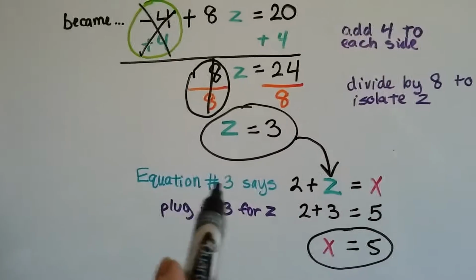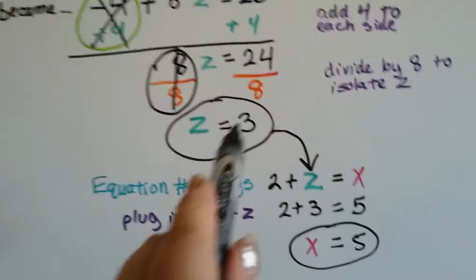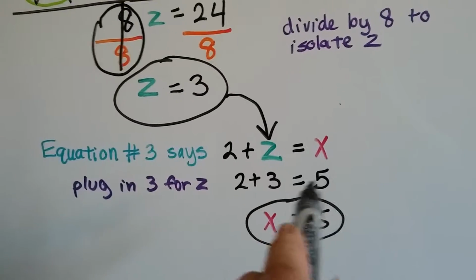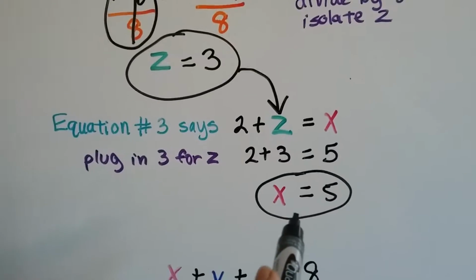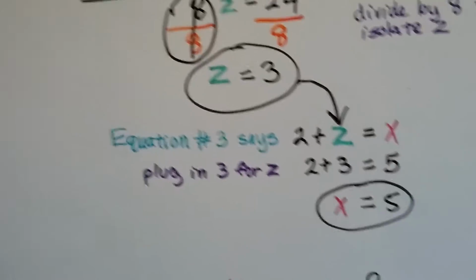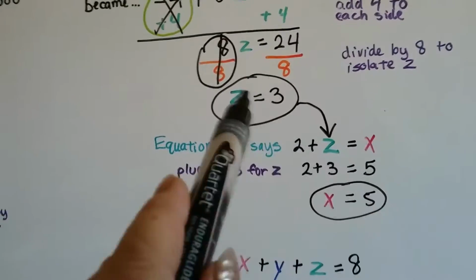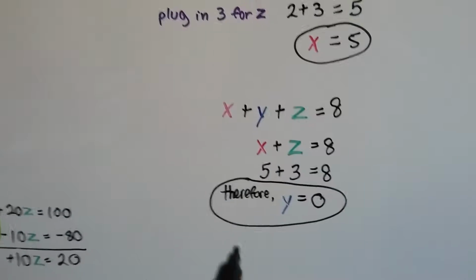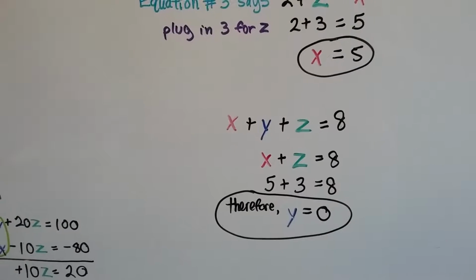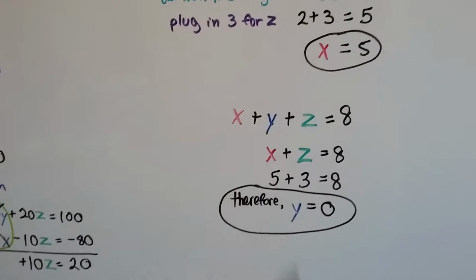Now, equation 3 says 2 plus z equals x. And if z is 3, that means 2 plus 3 equals 5. We know x is 5. Now we know z and x. But wait a minute. X, y, and z are supposed to equal 8. And z is 3 and x is 5. That equals 8. So guess what? Y is 0. If x and z equals 8, then we don't need the y, do we? Y is 0. So now we know.